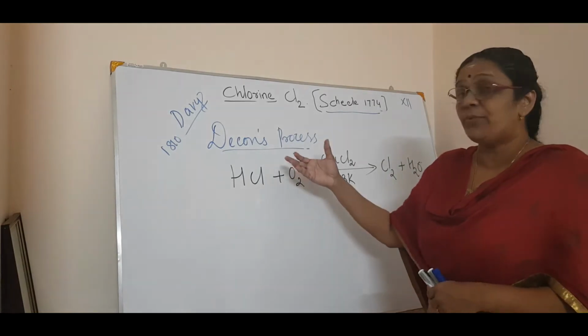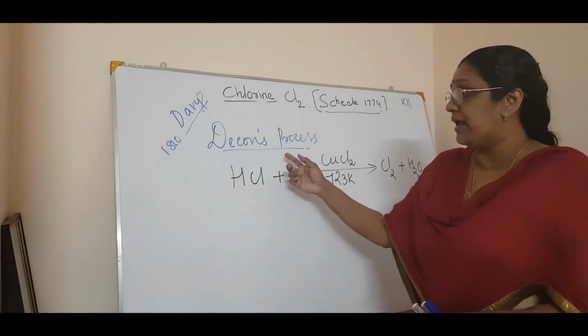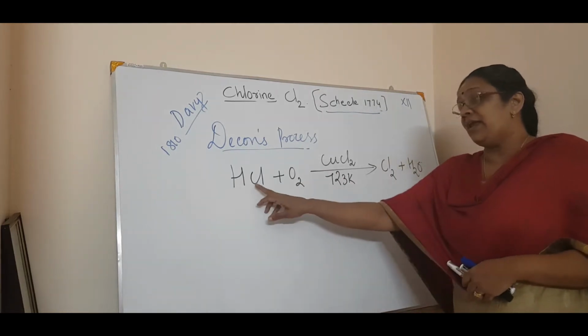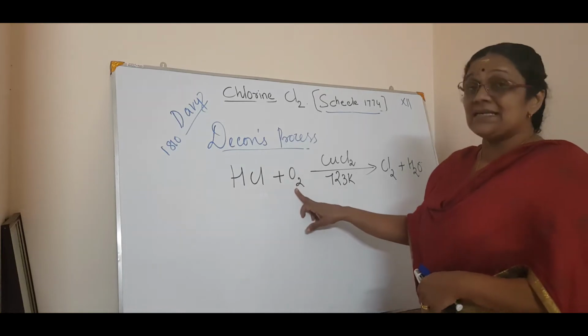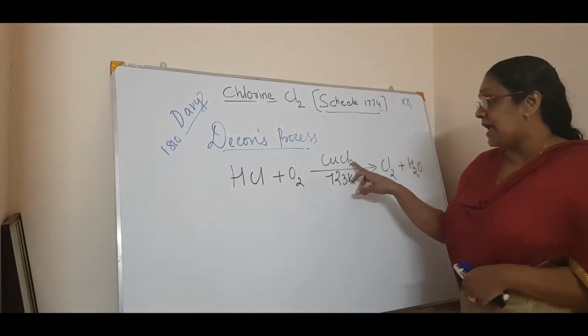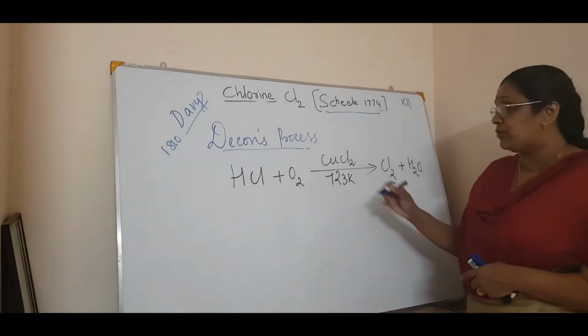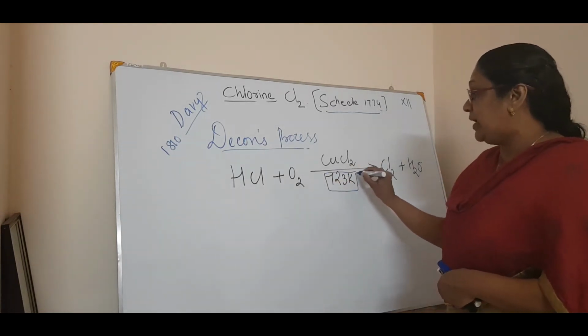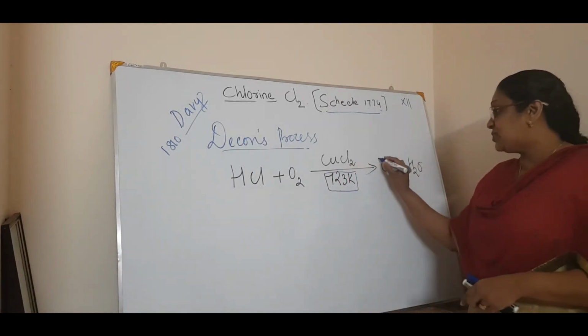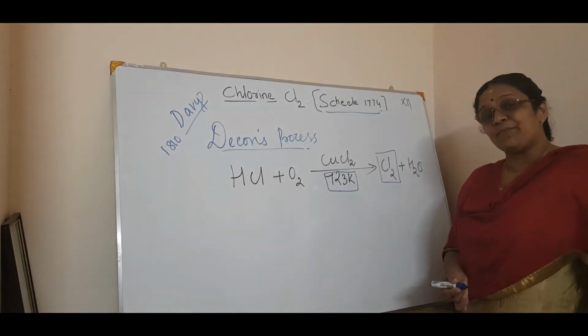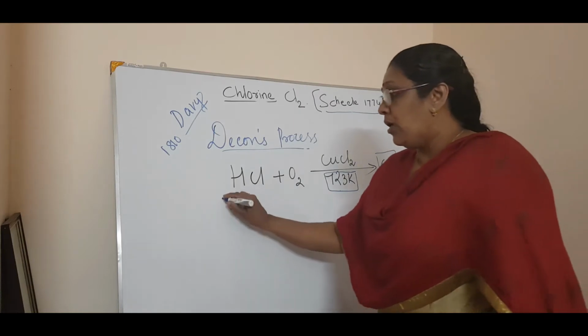Now how will you prepare chlorine on a large scale? You can have Deacon's process. When HCl gas is catalytically oxidized, the catalyst used is copper chloride and the temperature is 723 Kelvin. This you have to study well, because only at this temperature it will oxidize to chlorine.